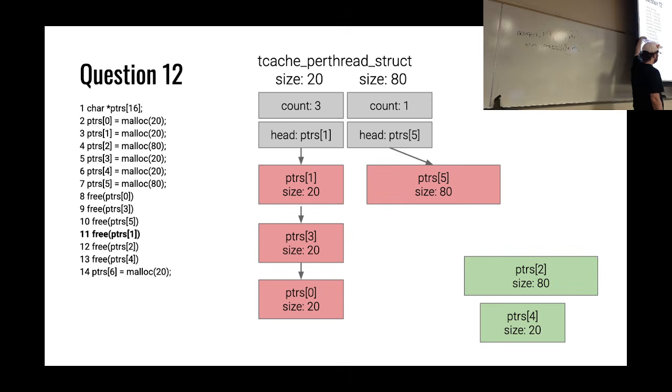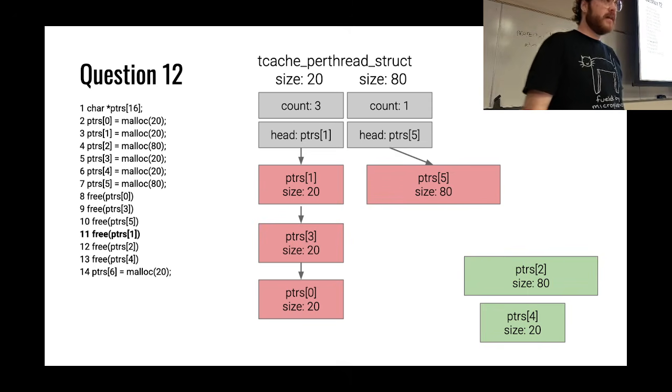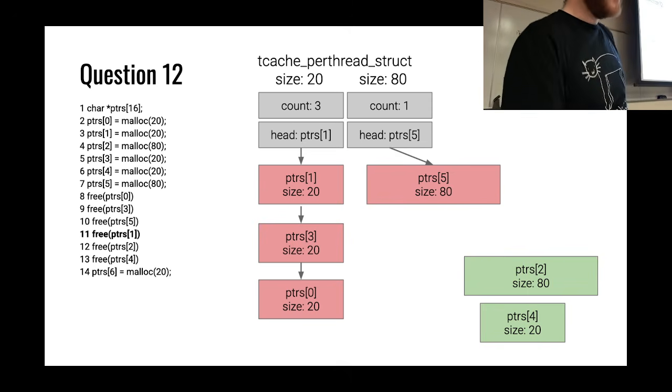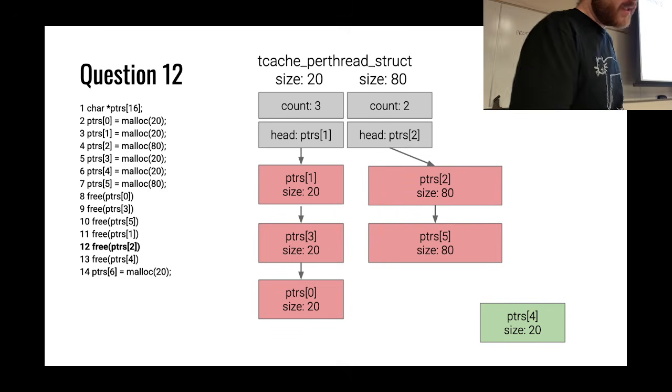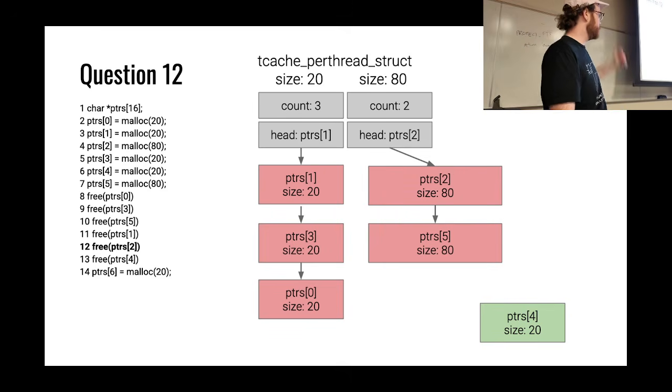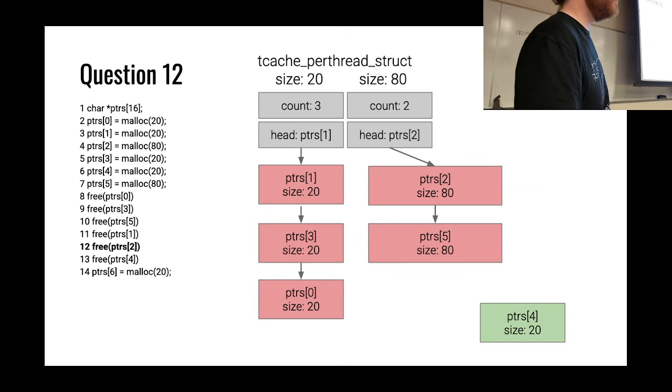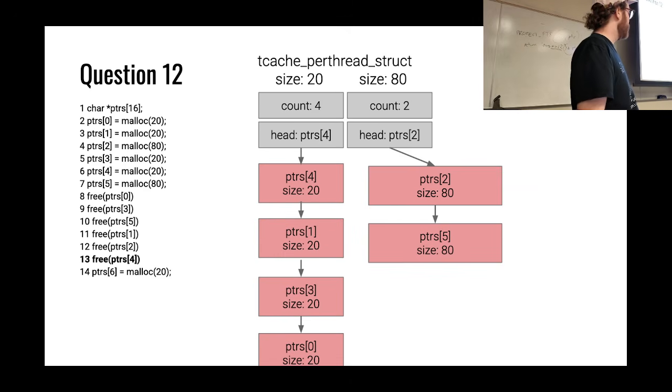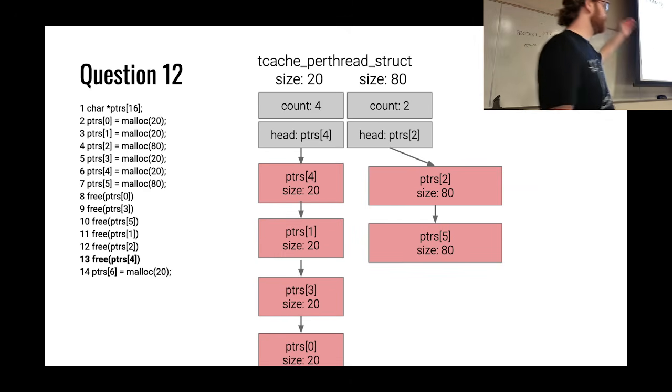Continuing on. We freed 0, then we freed 3, and then we freed 1, all of these size 20 chunks. Remember, these are added in the correct ordering. The head is what's being updated and the rest of it is being pushed down, like a literal stack of objects. Next, we're going to free 2, which once again updates the head pointer in the bin for size 80. And then we're finally going to free 4, which completes all of our freed chunks.